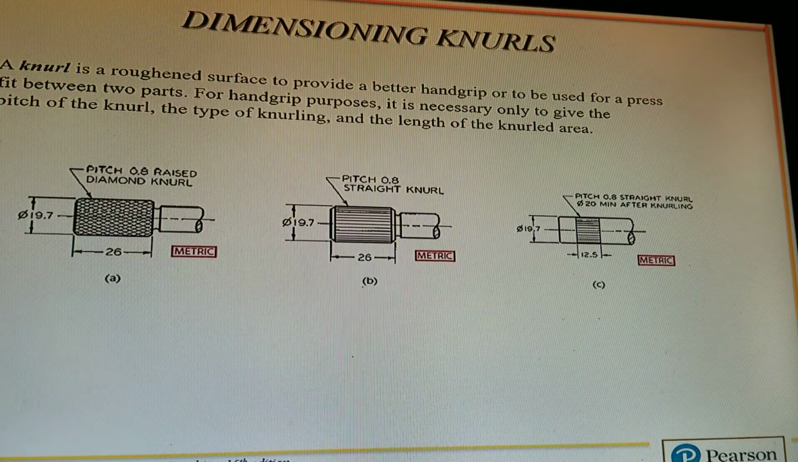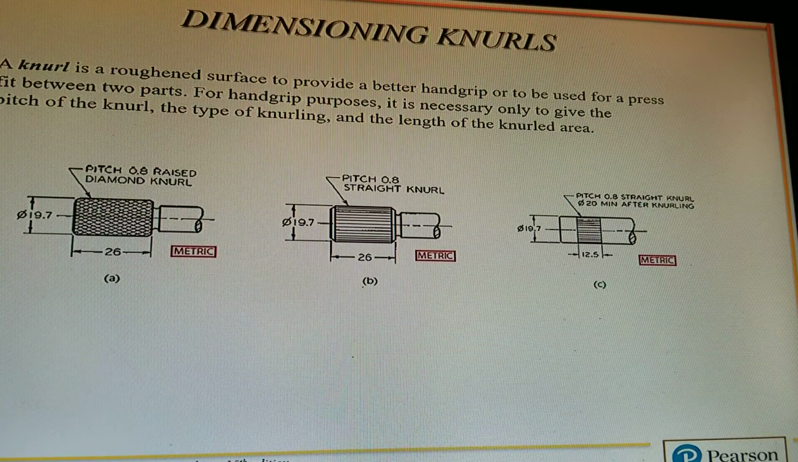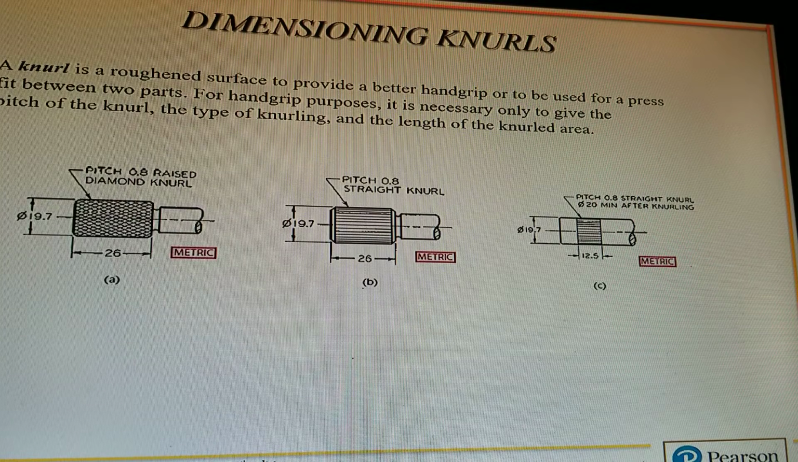Again, here's that knurl. A knurl is a roughened surface to provide a better hand grip or to be used for a press fit between 2 parts. For hand grip purposes, it is necessary only to give the pitch of the knurl, the type of knurling, and the length of the knurled area. So those are 3 types. A is a diamond knurl, B is a straight knurl, and C looks like a straight knurl too. But that's how you would dimension those 3 types.